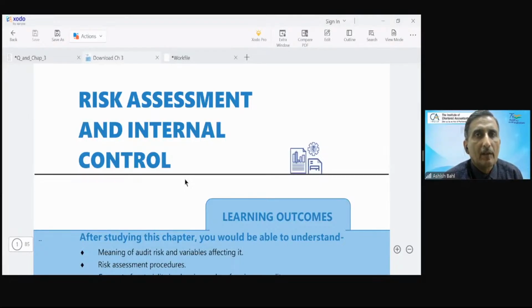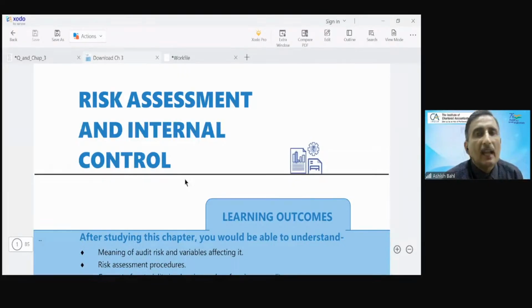So students, today we will be revising, as you know, chapter 3, that is risk assessment and internal control. As you know, this chapter covers SA 315, SA 320, SA 330, and besides some general topics. It mainly revolves around the concept of audit risk, its components, internal control, its components, and response of auditor to assessed risks.